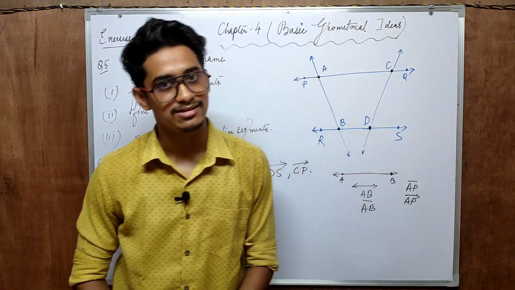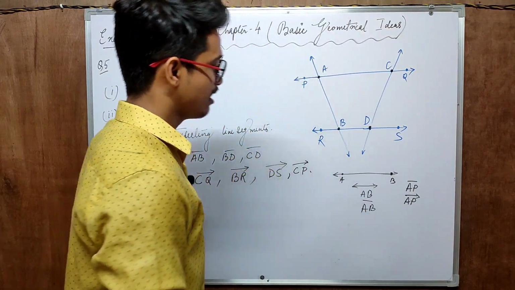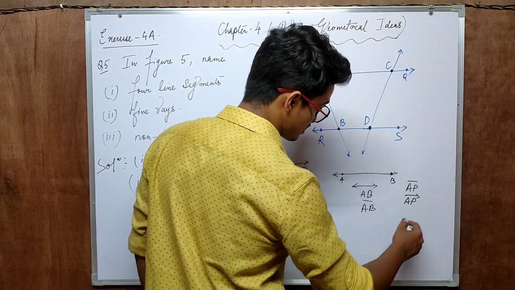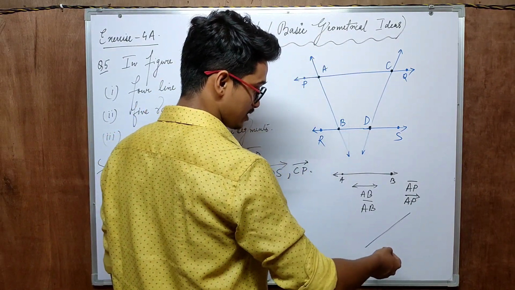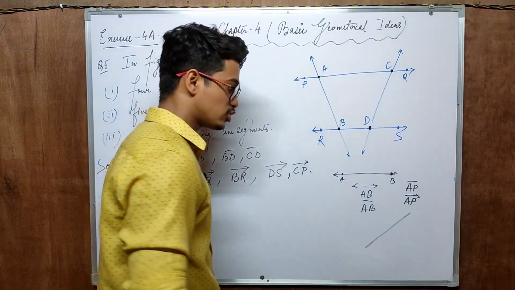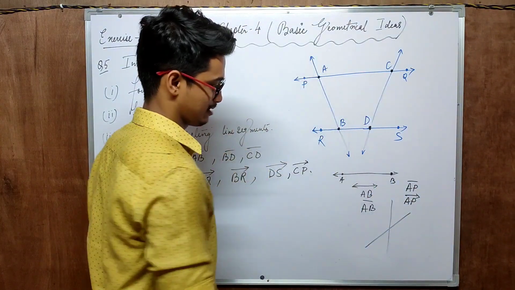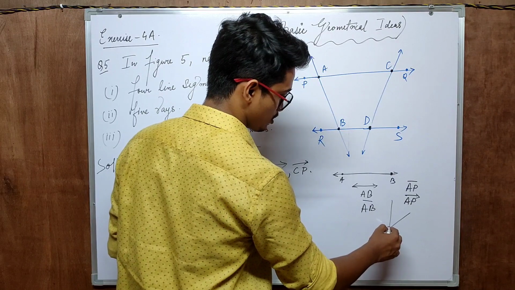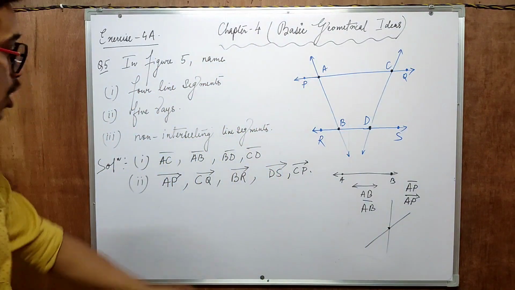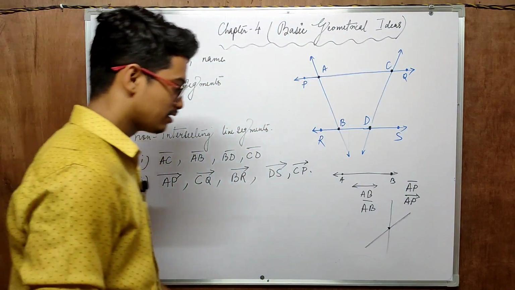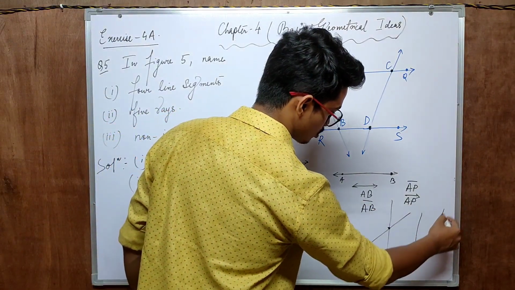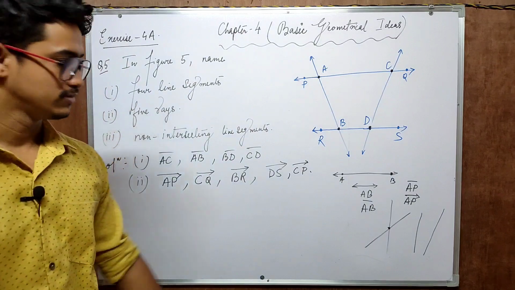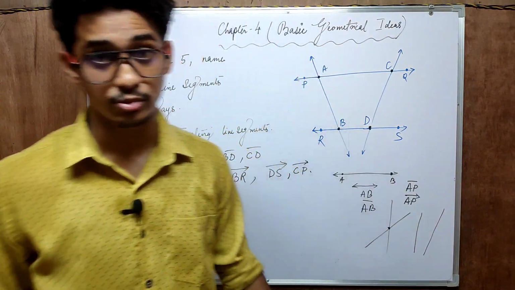So what does intersecting line segments mean? It means two line segments, this one and another, which have one common point. Let's say this is the common point. Non-intersecting line segments means there should not be any common point. For example, this could be one figure. There is no common point between these two particular line segments.